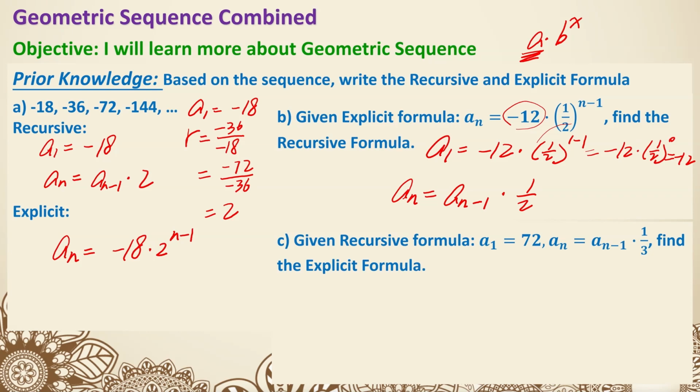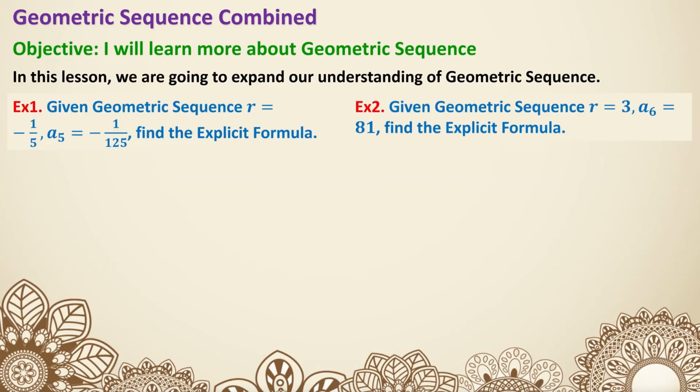Next, given the recursive formula, it is asking to find the explicit formula. First term is given, r is right here, so we can write it right away. A sub n equals 72 times 1/3 to the n minus 1 power. But we have to make sure to put parentheses. If we don't put parentheses, the n minus 1 is just going to be on the 1 instead of on the 1/3. Now let's move on to the examples for this lesson.